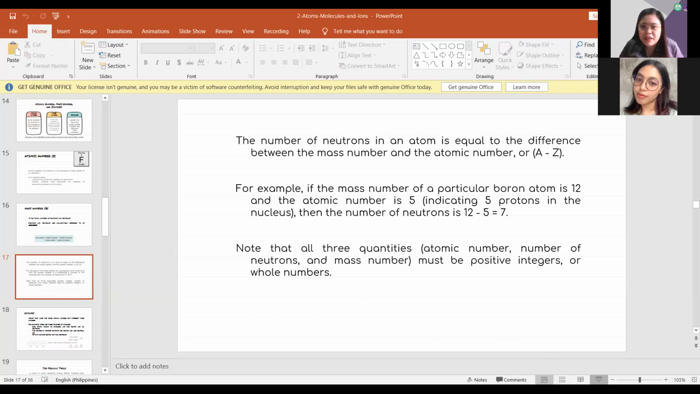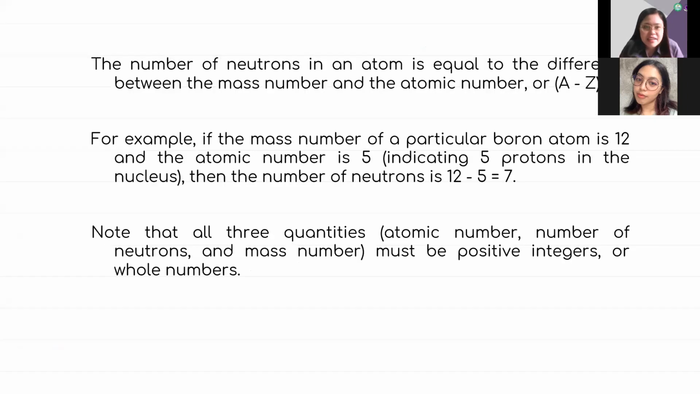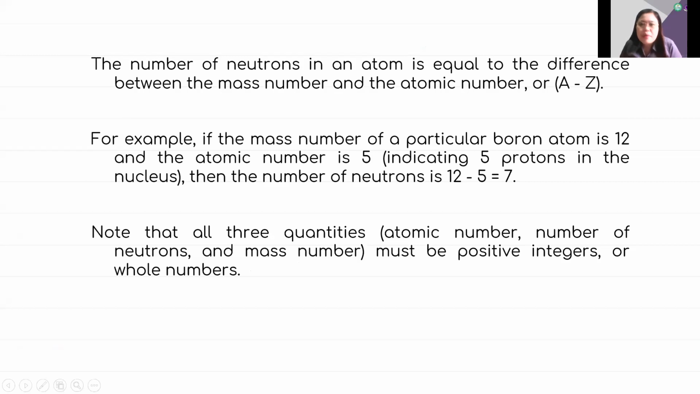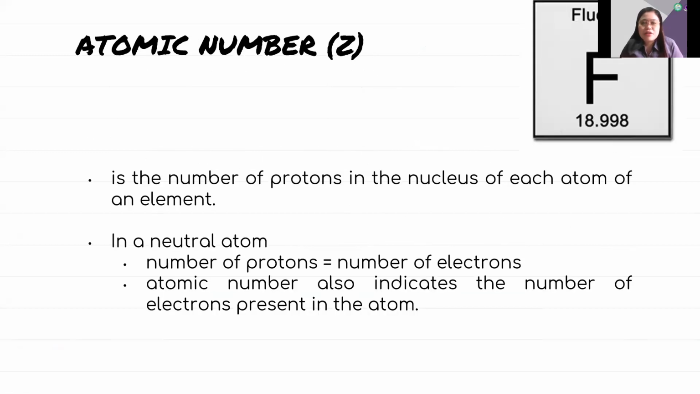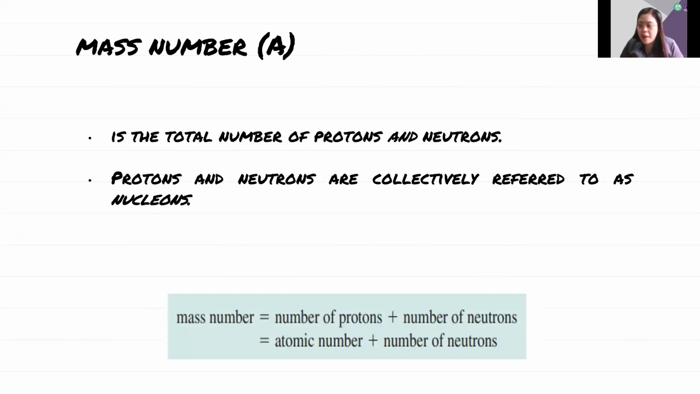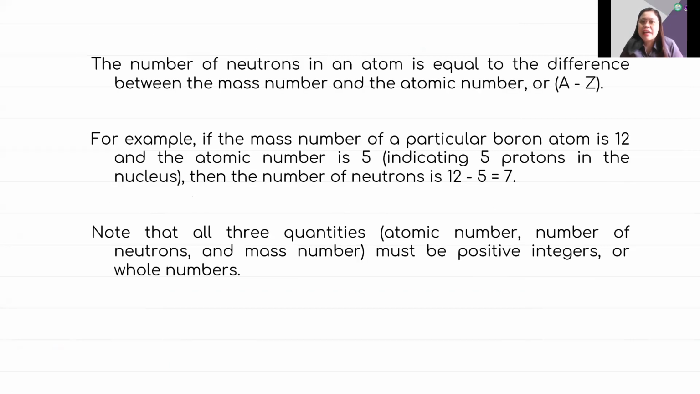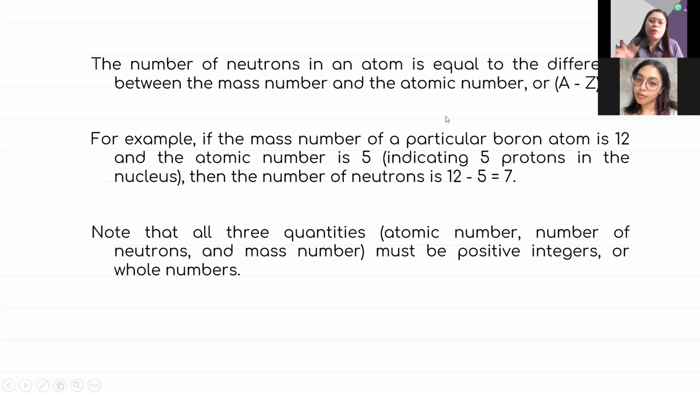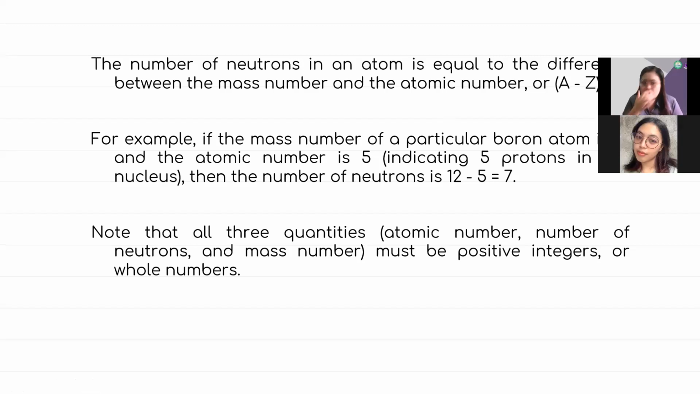So again we ended here on the note that all three quantities, the atomic number, the number of neutrons, and even the mass numbers must be positive integers or whole numbers. They must all be whole numbers. So the values in your periodic table, you need to round off to the nearest whole number so that you can get a whole number also for the computation of the neutrons.